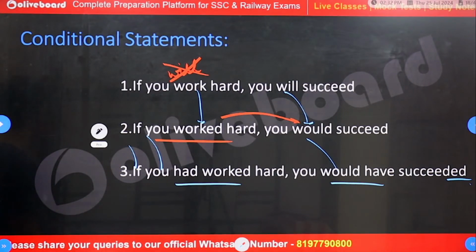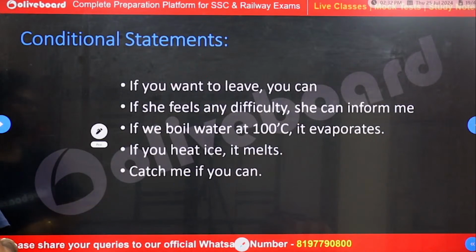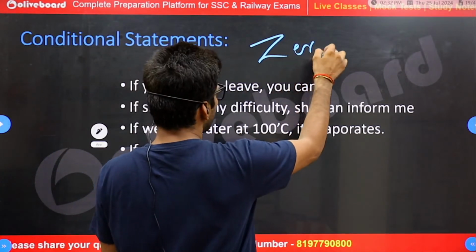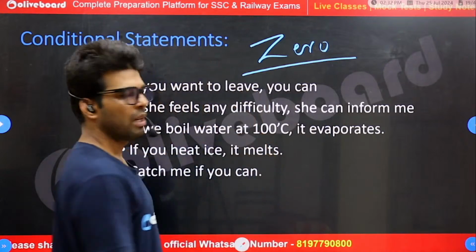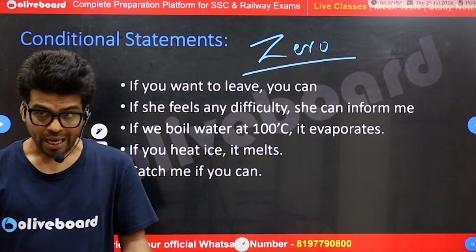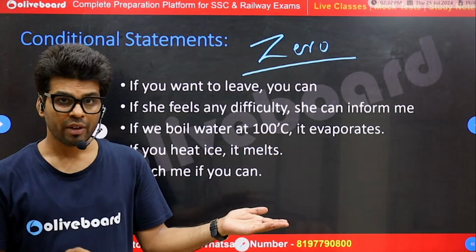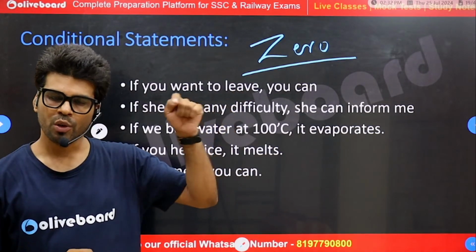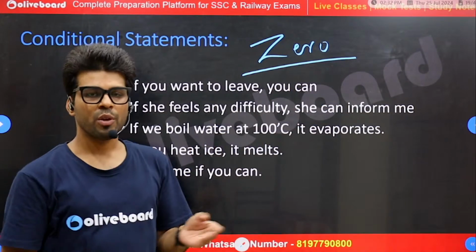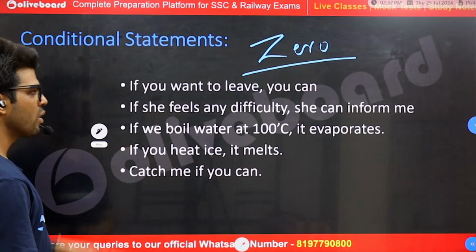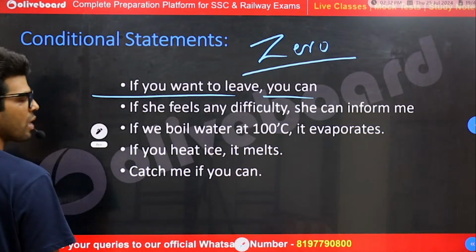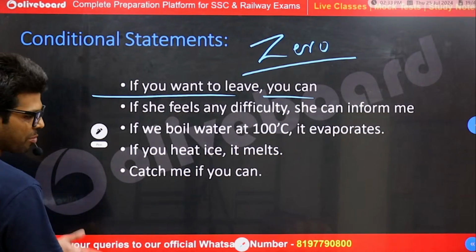Okay, objections welcome. So these are the conditional clauses. We have zero conditional as well, in which we need not put the sentence in its future form. If you have any objection, you can ask me. You want to go? You can. So if you want to leave, I won't say you will. If you want to leave, not you will, you can. Catch me if you can. I'm sure you have heard this in movies and songs and such. So if you want to leave, you can. Zero conditional. Results are not in future, they are in present.